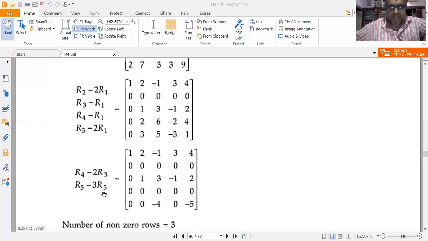Next, R5 minus 3R3. So 0 minus 3 into 0 is 0. 3 minus 3 into 1 is 0. That's how I get it. 5 minus 3 into 3, 5 minus 9 is minus 4. Similarly, minus 3 minus 1 into minus 3, I get minus 3 plus 3, which is 0. Next, 1 minus 3 into 2, I get minus 5.